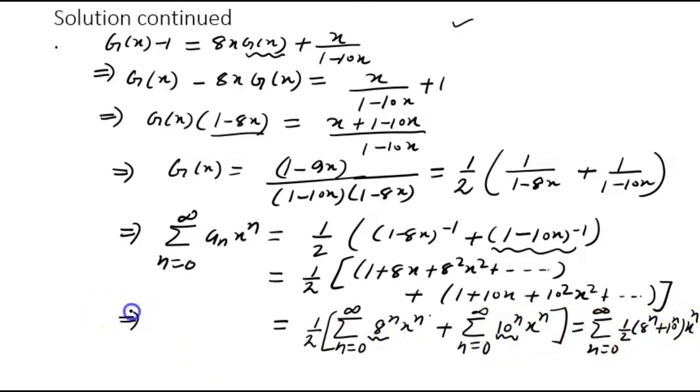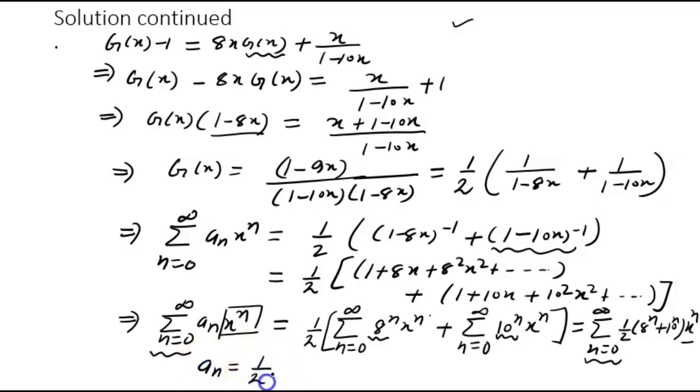And this is equal to what? This is equal to summation n varies from 0 to infinity a_n x to the power n. So you look at the left hand side, summation n varies from 0 to infinity. In the right hand side also, summation n varies from 0 to infinity. We have x to the power n here, we have x to the power n here. So what is a_n? The a_n that we are getting is 1 by 2 times (8 to the power n plus 10 to the power n), and that is my answer. That is the solution of the original problem, and this is giving me the value of a_n.